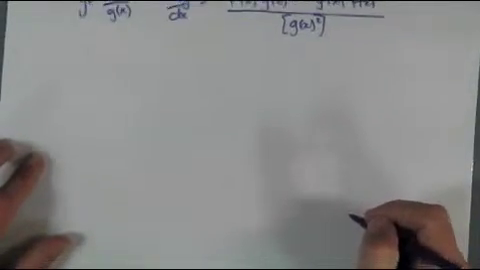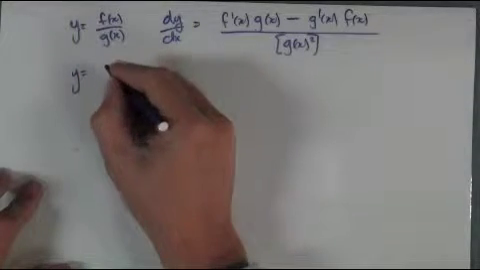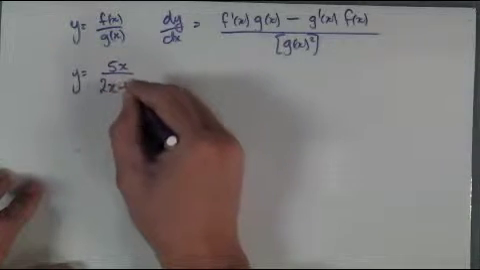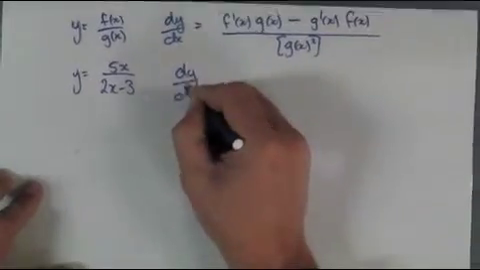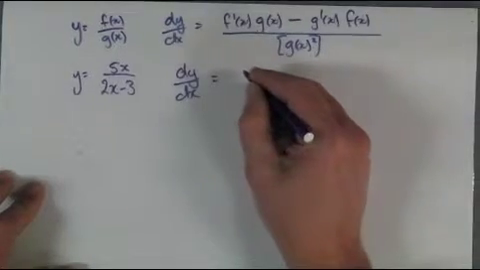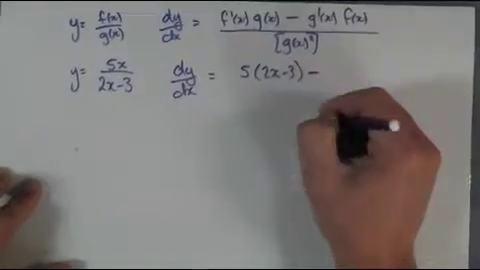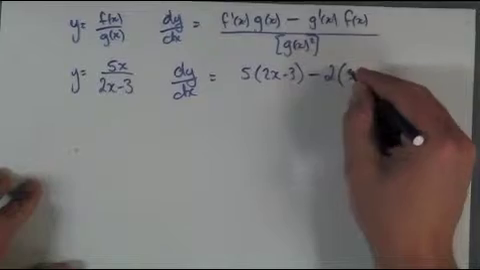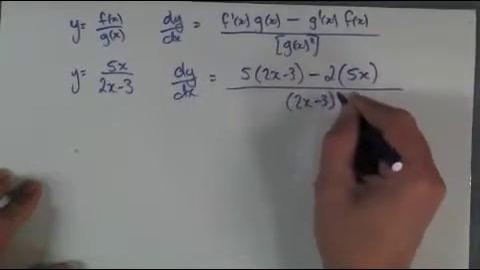And so if I wanted to do an example of this, if I had the function y was equal to 5x divided by 2x take 3, then the derivative dy dx is equal to the derivative of the top line. So the derivative of 5x is 5 times the bottom, 2x take 3, subtract the derivative of the bottom, which in this case is 2, times the top line, 5x, all divided by the bottom line squared.